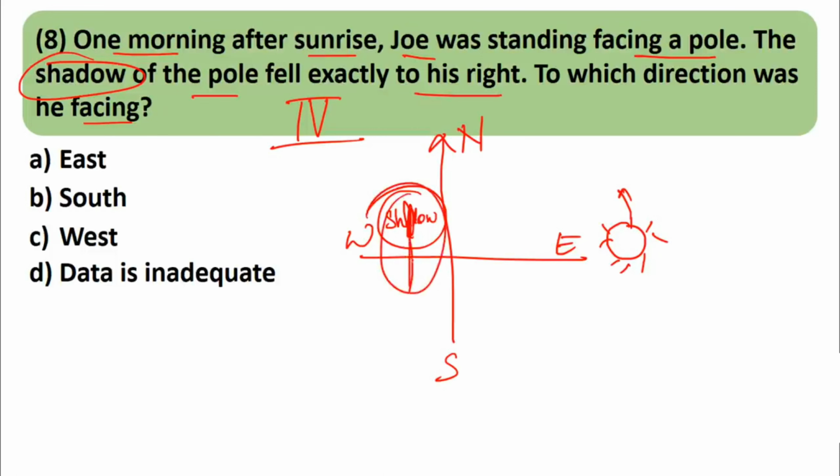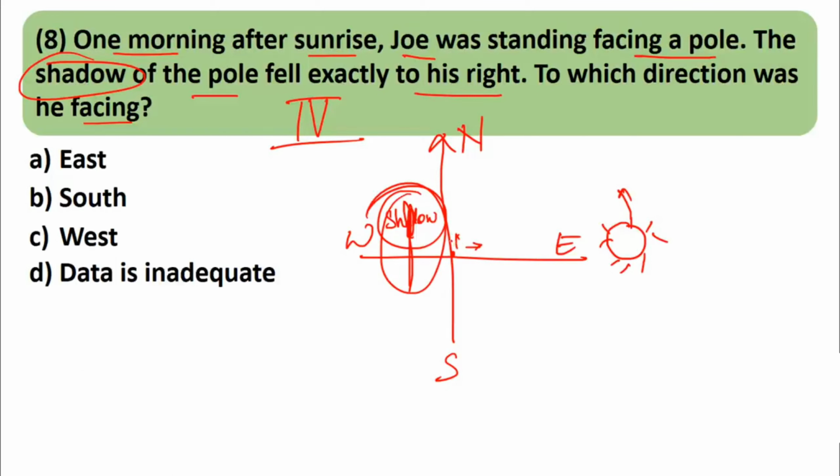But they say that the shadow is to the right of Joe. Okay, so find out which direction he is facing. Very easy. Say, assume that Joe is standing over here, and Joe is facing north. What will be right of Joe? This, but shadow is on this side.